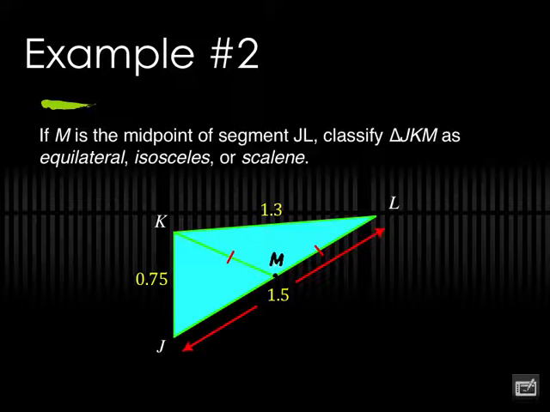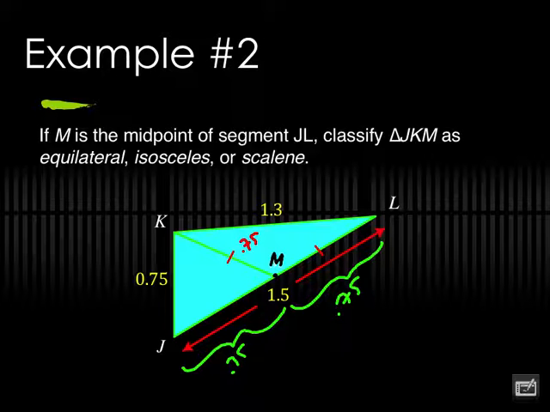Read the first sentence of the question. So what's the answer to your question? Yeah, because M is a midpoint. So therefore, how long is JM? 0.75. How long is KM? Anybody? 0.75, because it's congruent to the side on the other side of the midpoint, which is 0.75.